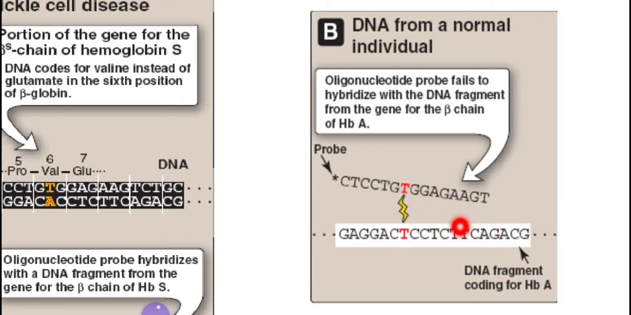If our probe binds, it gives fluorescence, and we can detect it on the X-ray film. And if our nucleotide probe fails to hybridize with the DNA fragment, we will not have any fluorescence, any stain on the X-ray film.